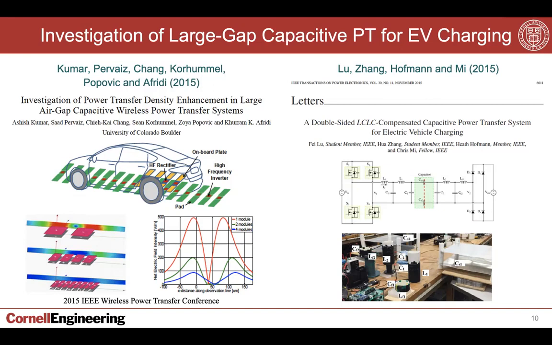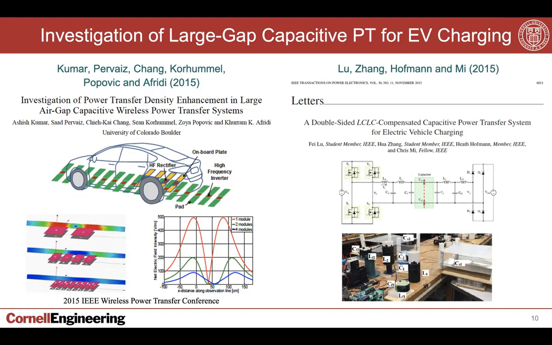Soon thereafter, and done independently, was work done by Chris Mee, where they actually demonstrated 2.4 kilowatts of power across an air gap of about 15 centimeters, which is similar to the roadway clearance of an electric vehicle. However, they had to use rather large plate areas in order to get high enough capacitance, and they were operating at 1 megahertz.